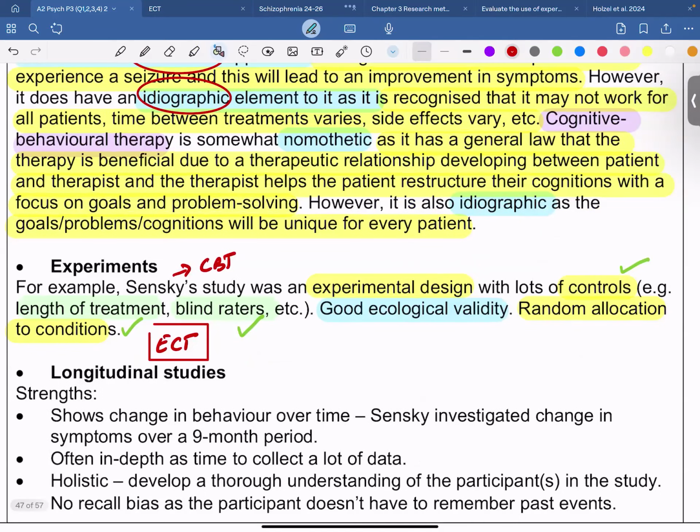Now, moving on, another way through which you can evaluate this study. This is a longitudinal study. Because this is a longitudinal study, right?